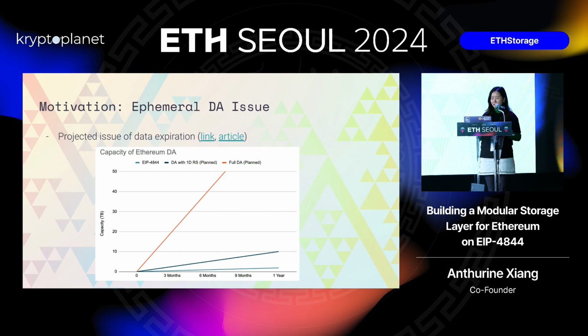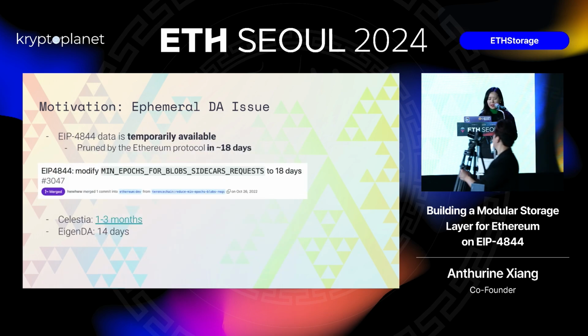So what's the solution for that? According to 4844, it's going to discard all this data in 18 days. So this is actually the first time Ethereum voluntarily discards the data on-chain after publication. And that doesn't only apply to the Ethereum DA, it also applies to other DAs as well. For example, Celestia is going to maintain the data for about 1 to 3 months. Avail is going to maintain that for about 14 days. That means all those data are not available because they're going to be discarded.